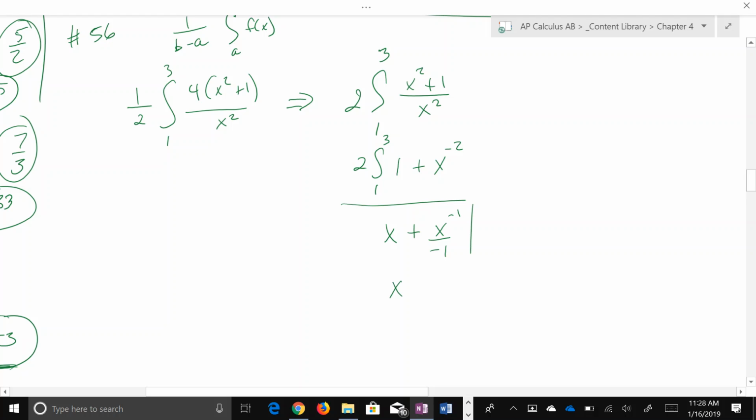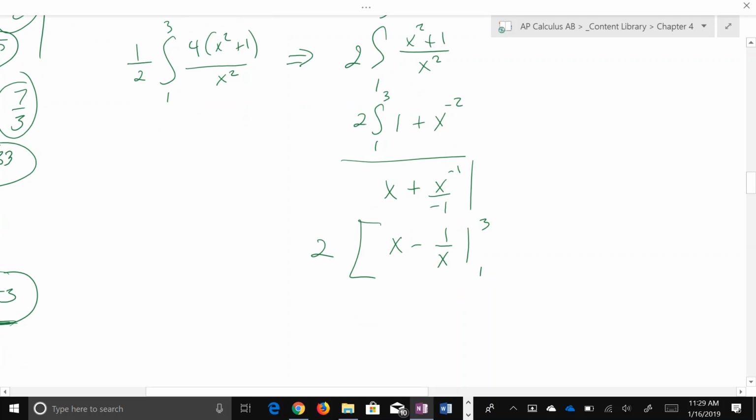All right, let's clean that up. Hold on one second. We're going to bring this negative up here. Now remember, I'm going to have a 2 out front. Where did the other x squared go? X squared over x squared is just 1. Anything divided by itself is 1. And then 1 over x squared we rewrite as x to the negative 2.